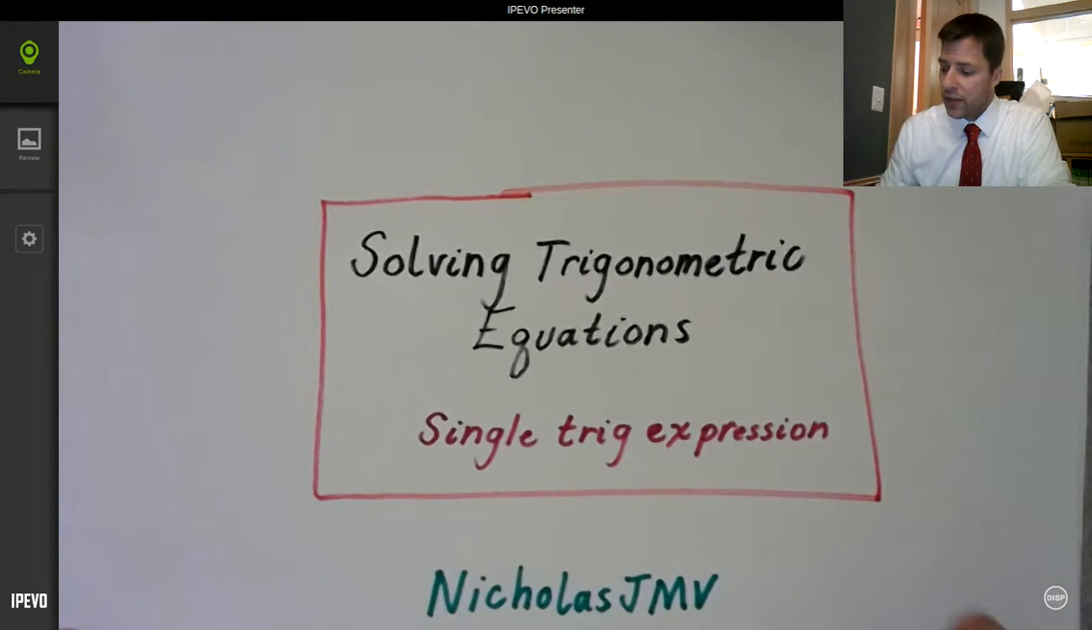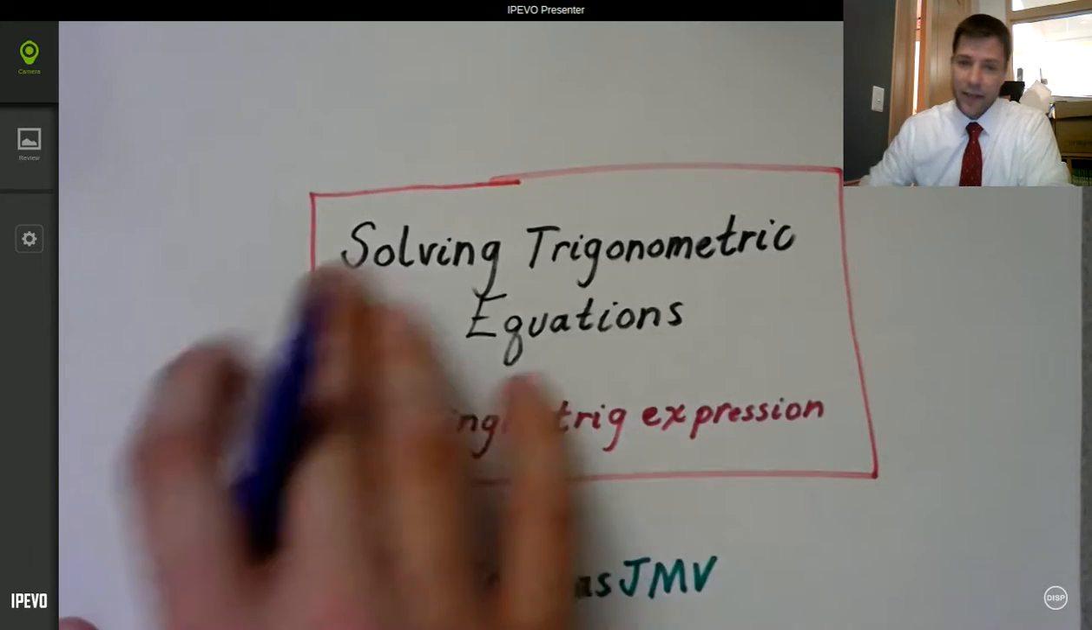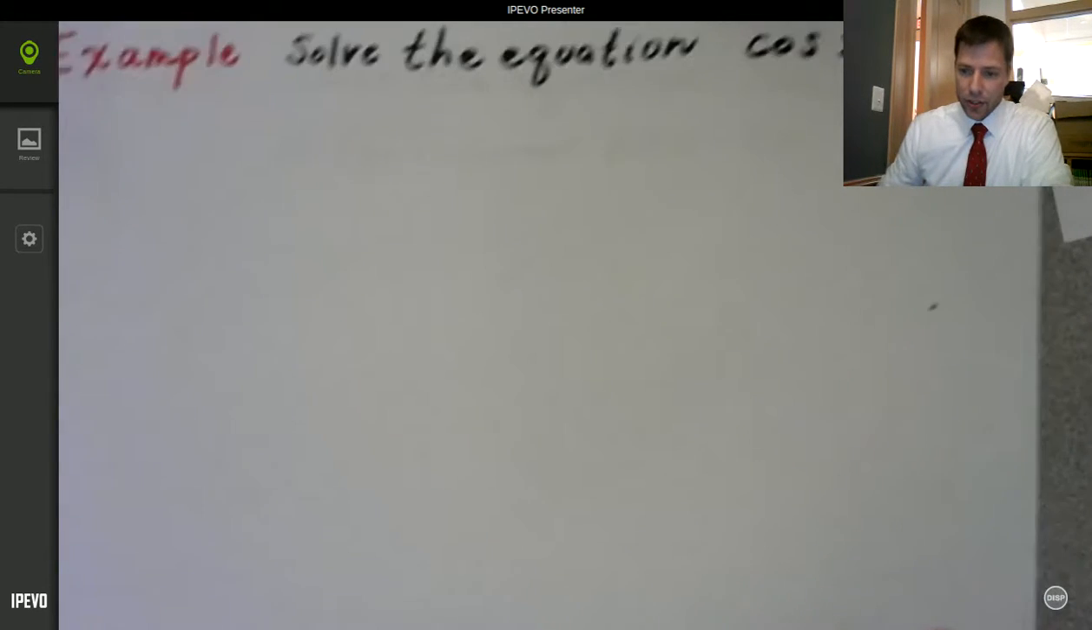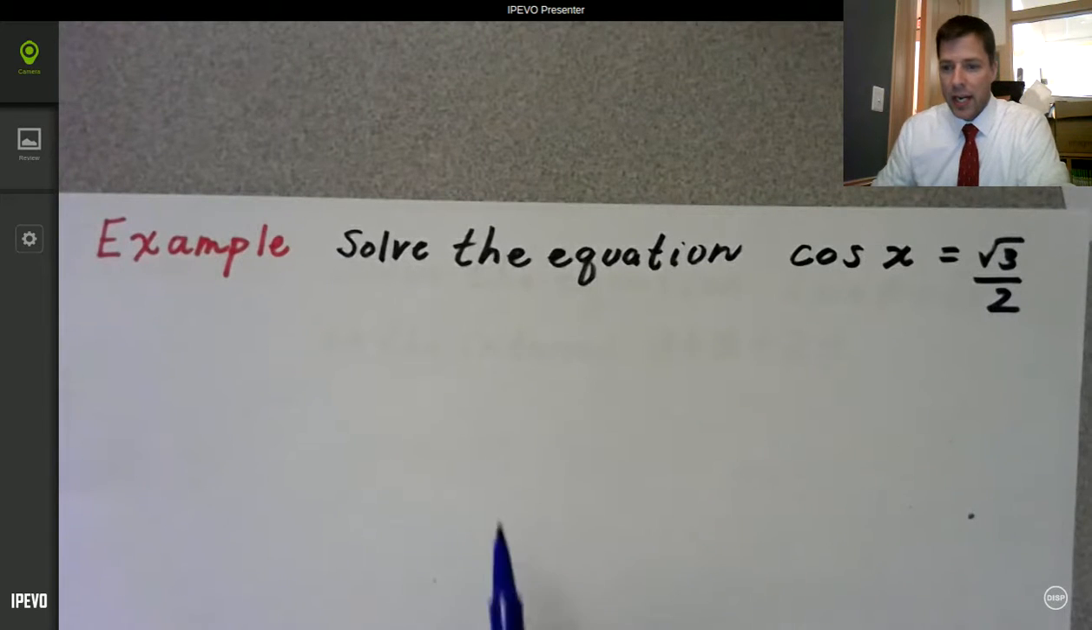So I'm going to create 5 or 6 videos on solving trig equations because there's a lot going on. Check out my first video on the introduction of solving trig equations. So what do we mean by a single trig equation? Meaning there's only one trig term. And here's what we're going to do.